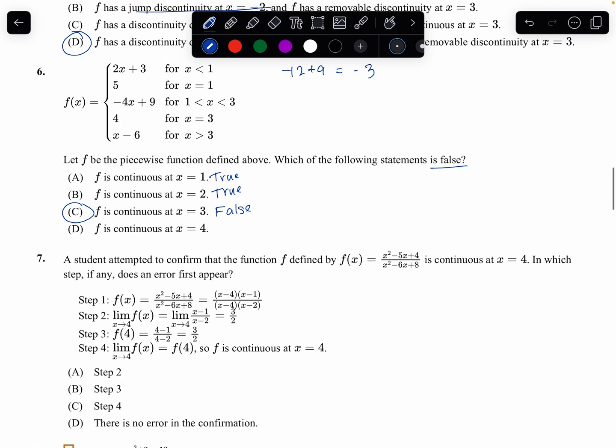And then at x equals 4, just to check, 4 would be in this interval right here, and this is continuous at x equals 4. No discontinuity there.